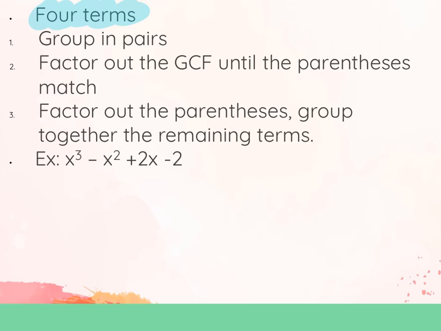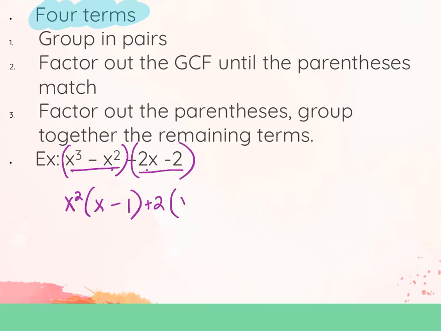So for this example, there's 1, 2, 3, 4 terms, right? So 4 terms. I'm going to group these 2 together. I'm going to group these 2 together. From the first set of parentheses, I'm going to take out the greatest common factor, which is x squared, and I get x minus 1. From the second set of parentheses, I'm going to take out the common factor, which is a positive 2. And I get x minus 1.